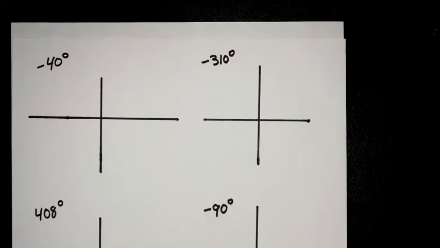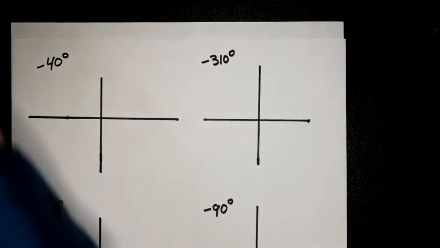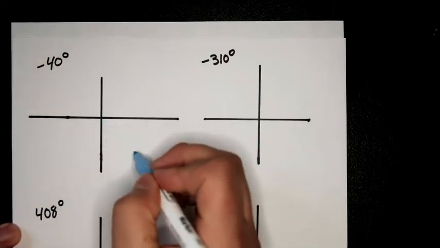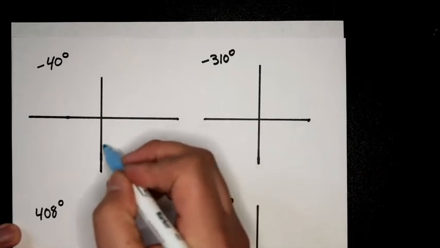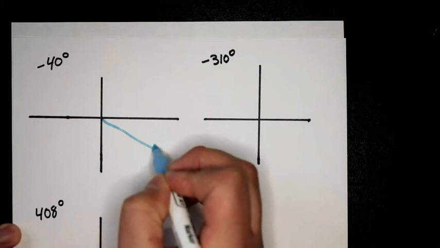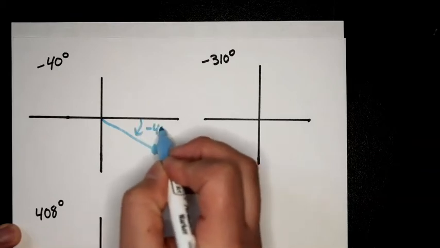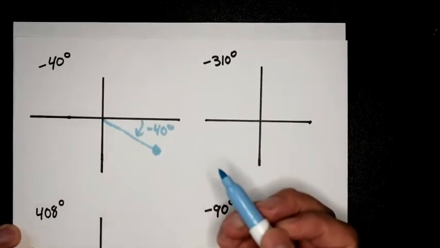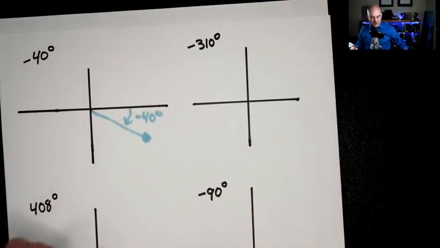All right, you've given it a try, so you've paused the video, tried those 6 angles out. Now let's go back and see how you did. So the first one here says -40. I'm going to draw this so that the terminal side is just, I know -45 is exactly halfway between these two. So I'm going to go a little bit less and say, boom, there's -40 degrees. The initial side is on the positive x-axis, so I only really need to draw the terminal side there.